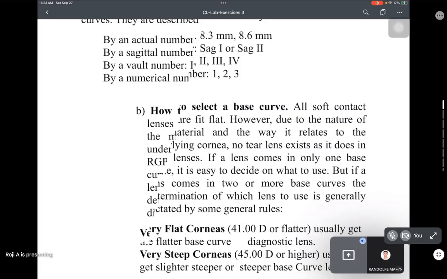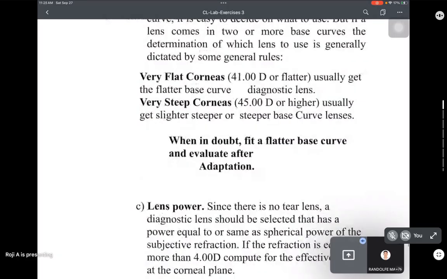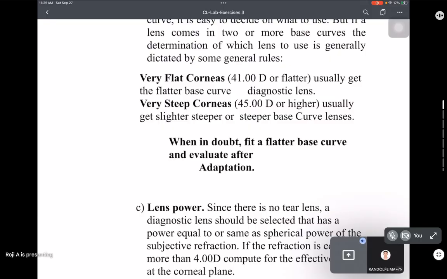Okay? So how to select base curve? We already know how it's done. We just use the flatter. That's why it says here, when in doubt, fit a flatter base curve. Always, just like what we used earlier. When in doubt, always use the general rule: the least minus and the highest plus. So always fit flatter than flat, unless your intention, Randolph, is to fit steeper, then you use the steep K reading. Is that clear?